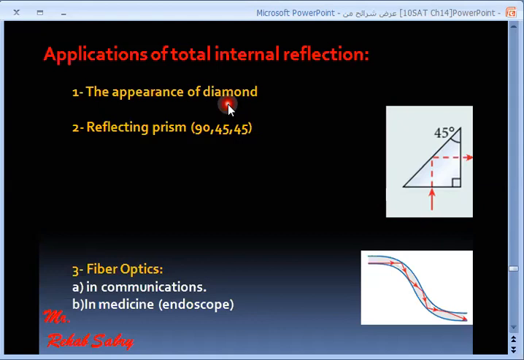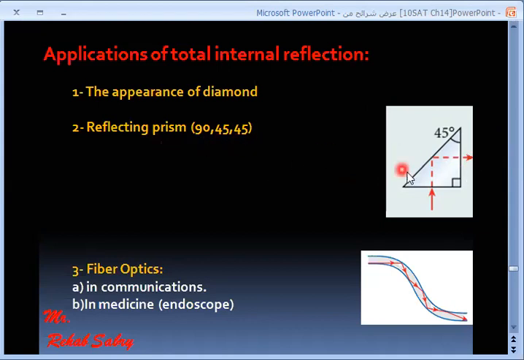It gives this appearance of the diamond because the light undergoes internal reflections inside the diamond. Sometimes you feel as if the diamond makes different shapes like mirrors inside it. Number two, reflecting prism. This is the reflecting prism.